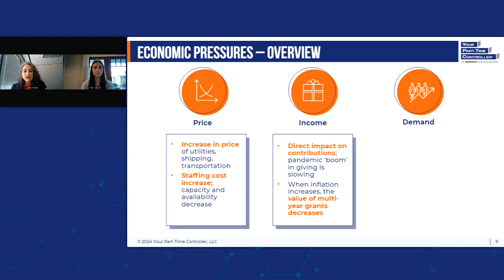So offsetting price increases is going to require some combination of additional revenue, reserve spending, and or change to your operations costs. So you may realize when building out your budget that existing grants awarded in previous years may not go as far as they used to.